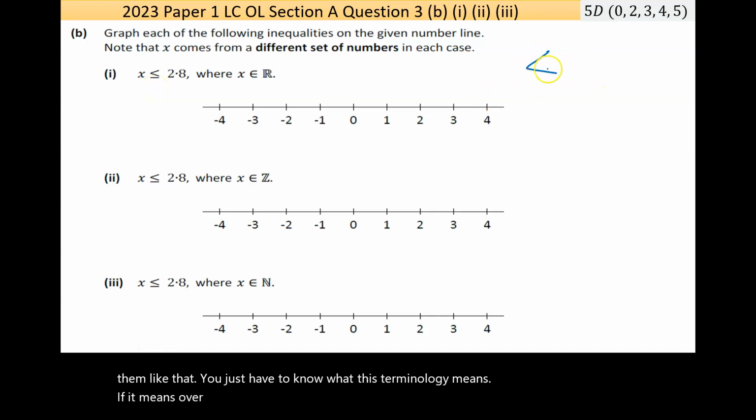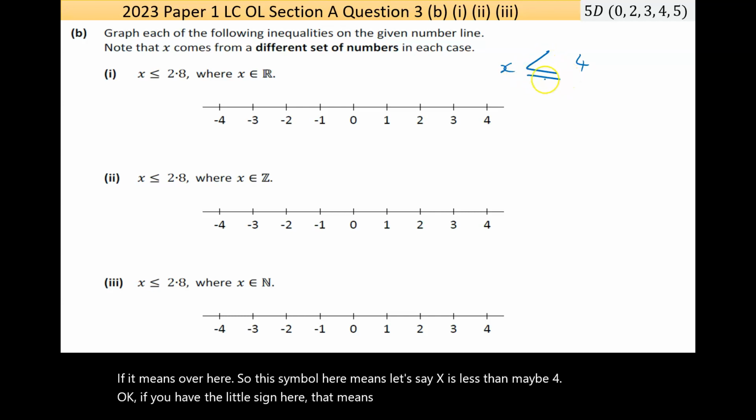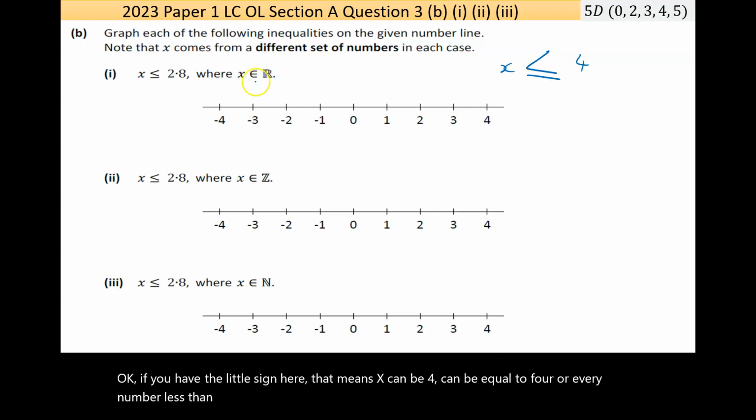So this symbol here means, let's say, x is less than 4. If you have the little line under the sign here, that means x can be equal to 4, or every number less than 4. And that's where this x is an element of R comes in.